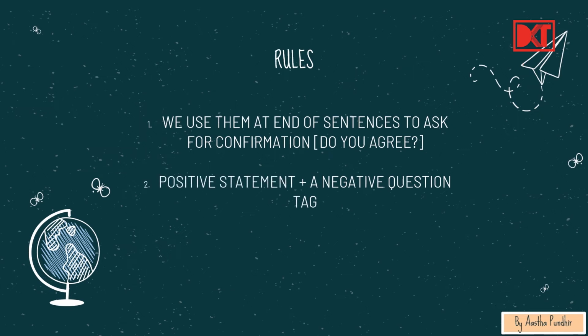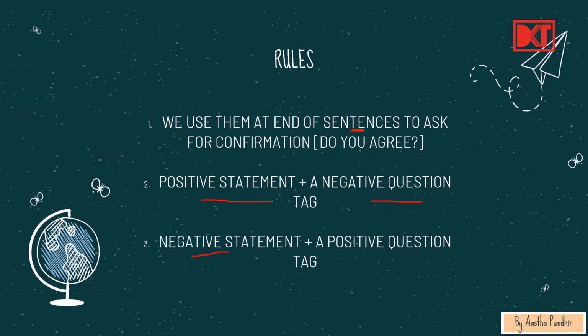Alright, so now we have a few rules for forming question tags and about question tags in general. Like here we use them at the end of sentences. Remember, we use them at the end to ask for confirmation. Like asking someone if they agree to it. Okay. And the next rule is, for a positive statement, we use a negative question tag. And for a negative statement, we use a positive question tag. Alright, so it works in an opposite manner. Pretty easy to remember, but very important rule. Alright.